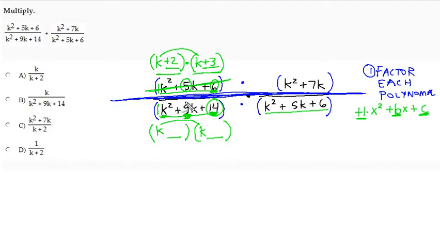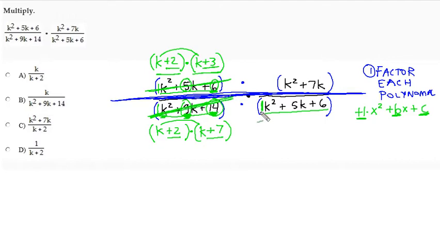Okay, positive 14, positive 9. Those numbers, of course, when we look at all the possibilities, are positive 7 and positive 2. When we multiply 7 and 2, we get 14. When we add 7 and 2, we get 9. We replace, it's like slash and replace. We replace that original trinomial down here in the denominator with its factors, and then we move on.